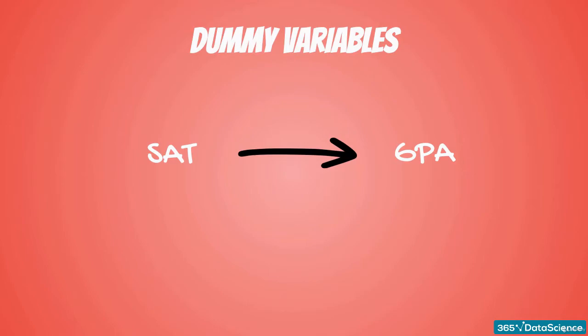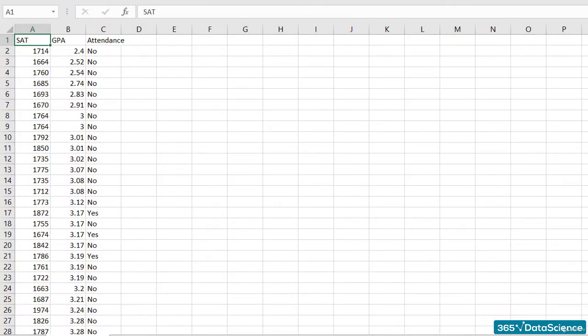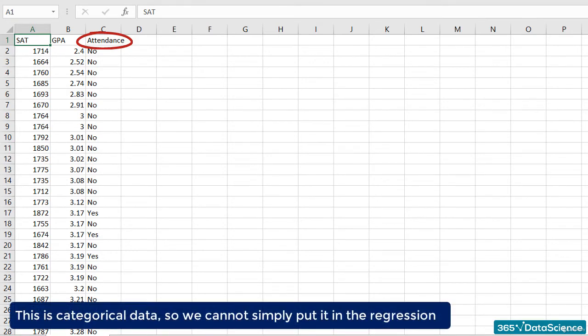Generally, another good suitable regressor for GPA is attendance. Here is a data set that includes a variable that measures if a student attended more than 75% of their university lectures. This is categorical data, so we cannot simply put it in the regression. Our approach for this lesson will be to go through the process of using a dummy and explain it later on. Okay, here we go.